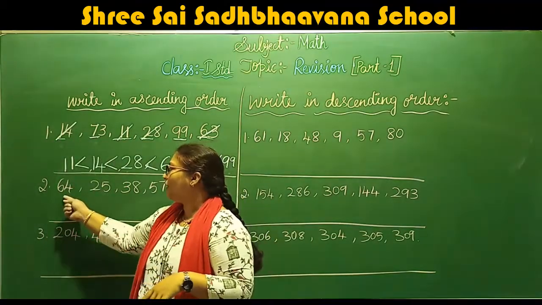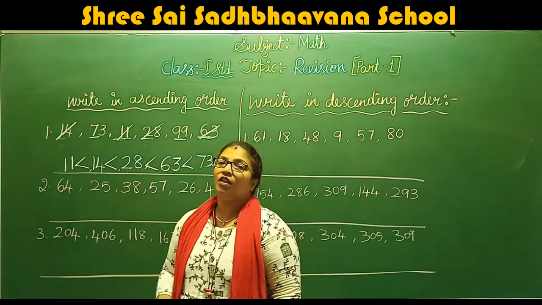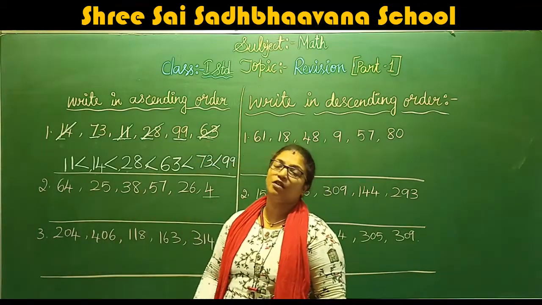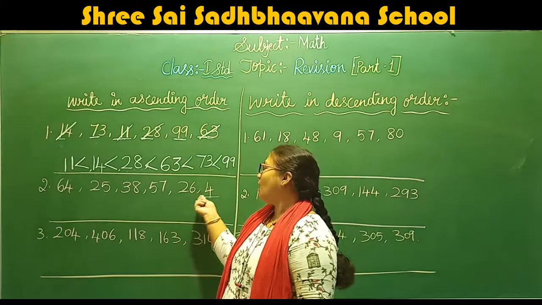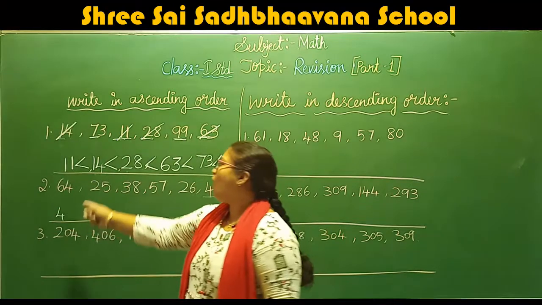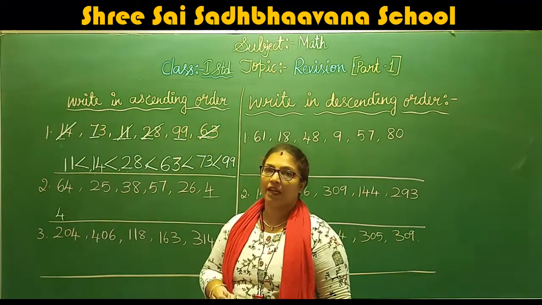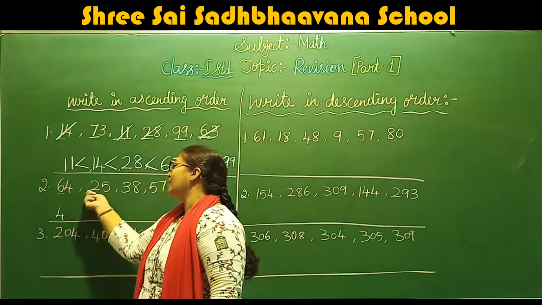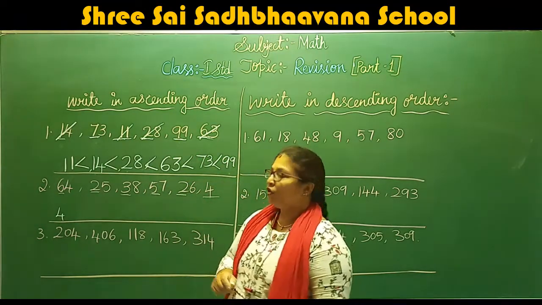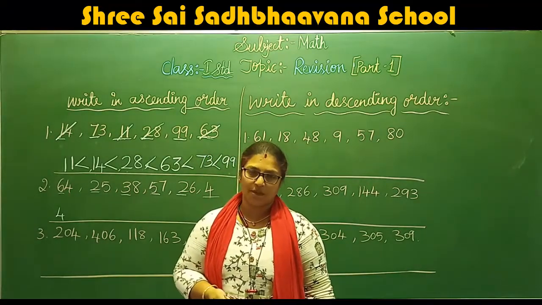Now next I gave you 64, 25, 38, 57, 26 and 4. How many numbers did I give? 64, 25, 38, 57, 26, 4. All are 2-digit numbers, and one is a 1-digit number. Easily we can say the 1-digit number is smallest, so we write 4. Next, all are 2-digit numbers, so we have to look at the tens place numbers. Here it is 6, here it is 2, here it is 3, here it is 5, and again it is 2. Among 5, 3, 6, 2, 2 is the smallest number, right?